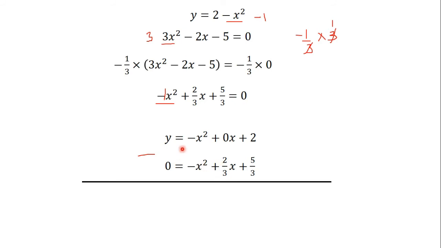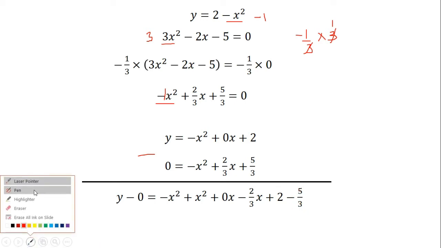So let's start. We will have y minus 0 is equal to minus x squared minus x squared. So that will give us minus x squared plus x squared. Then you have 0x minus 2 divided by 3x plus 2 minus 5 divided by 3.